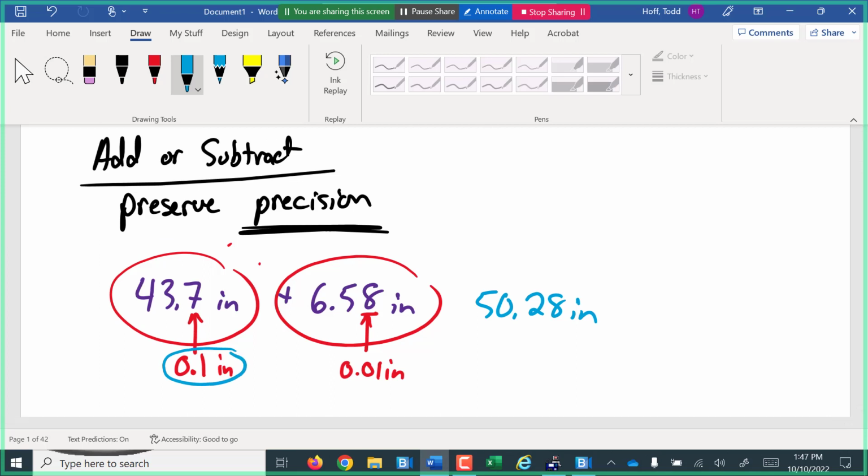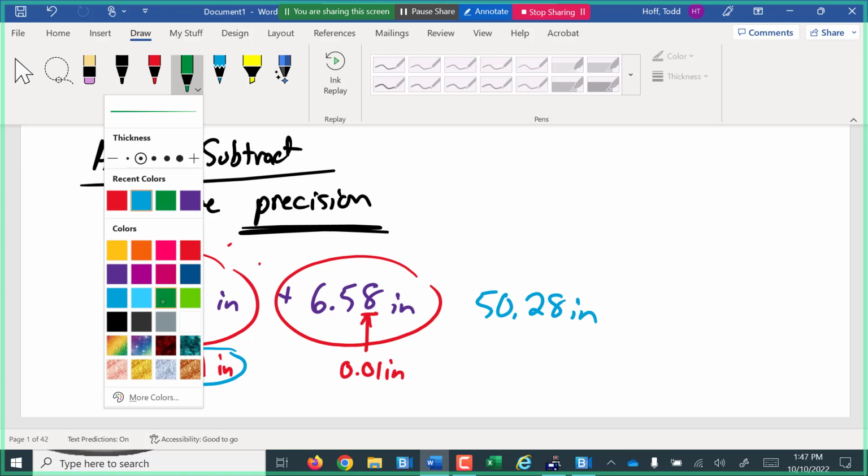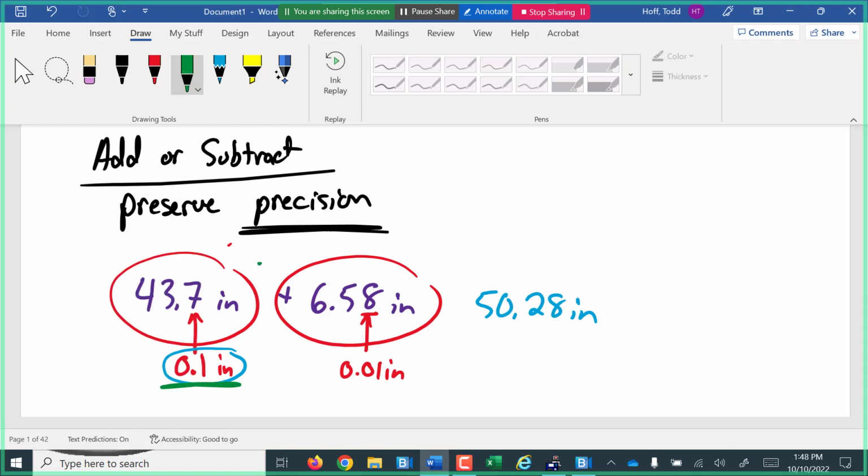So what that means is I have to round my measurement to the nearest tenth of an inch, the less precise input of our calculation. So the tenth of an inch is right there. If I round it to the nearest tenth, does this round up or down? Yeah, that 8 means we round up to 50.3 inches.